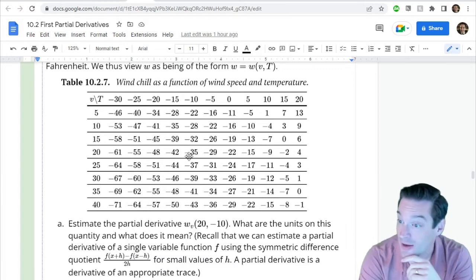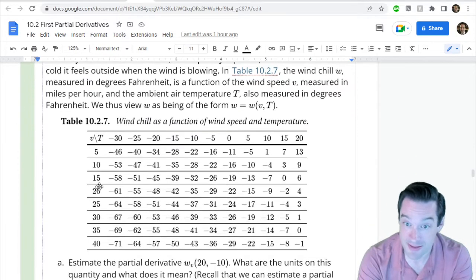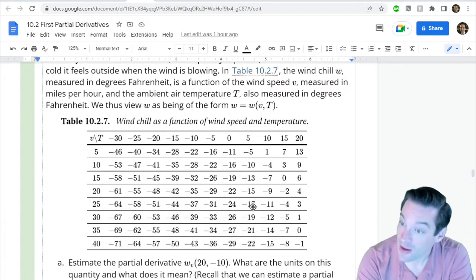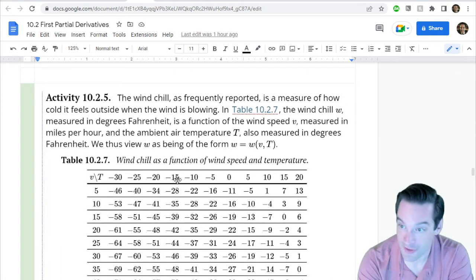Same thing to estimate the t partial derivative. I would want to let v be constant, and so I would look at a single row of this data rather than a single column of this data. So that's the main idea behind interpreting first order partial derivatives off of a data table.